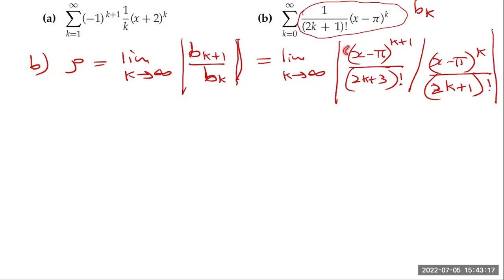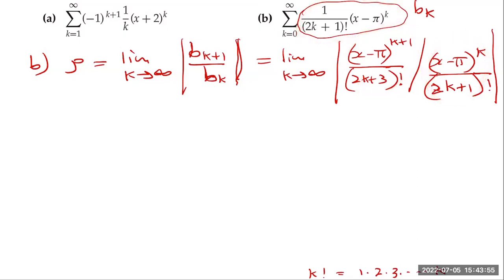This is going to be your b_{k+1}. To get b_{k+1}, you replace k in this expression by k plus 1. If you put k plus 1 here, this becomes 2k plus 3, so I have (2k plus 3) factorial here. Notice that this is the factorial notation. Remember, the factorial of k, we defined this many times, is 1 times 2 times 3, all the way up to k. That's the definition. All right, so this is b_{k+1}, and of course this is b_k. It is just this expression.